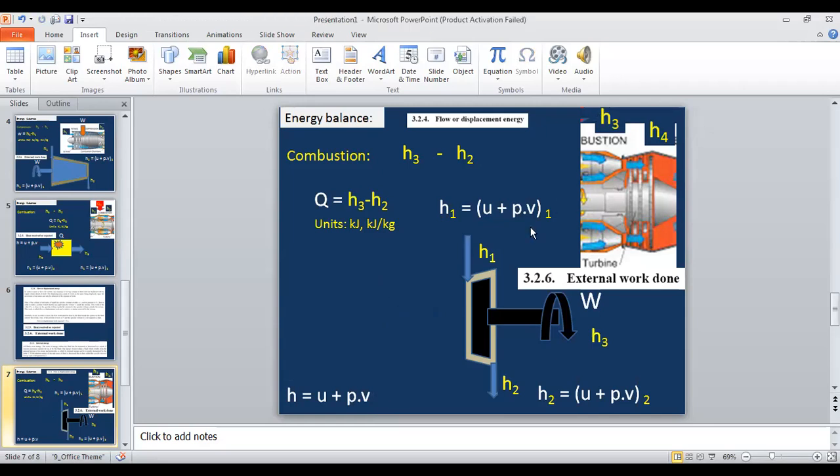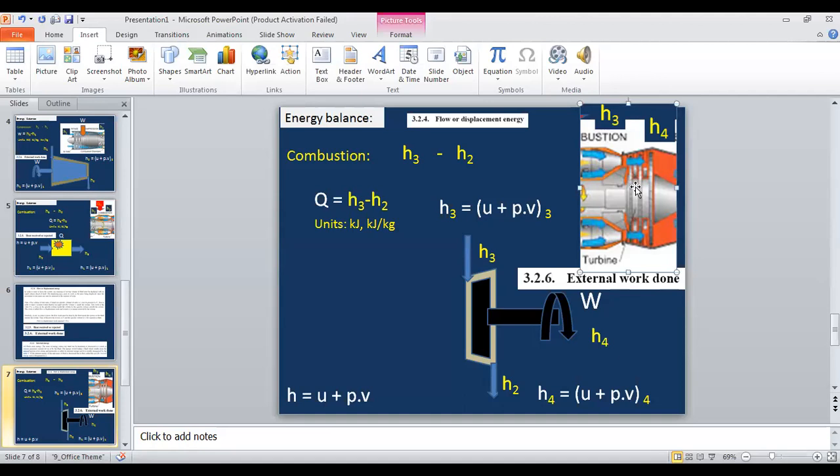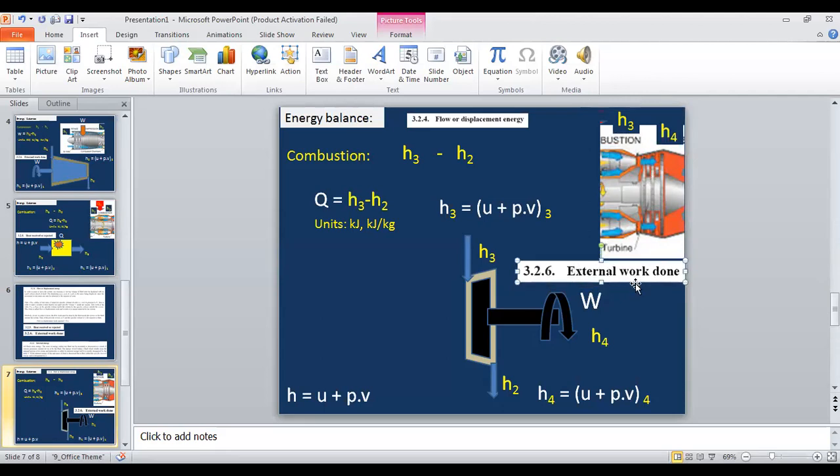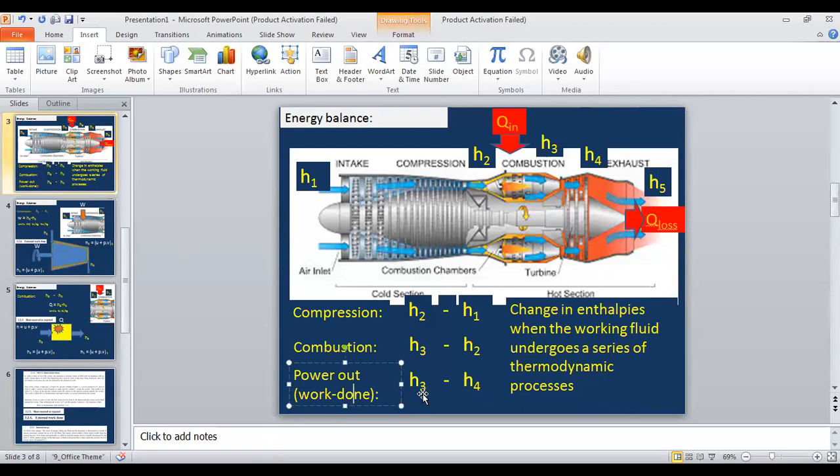Now not H1 and H2, that is H3 and H4. So sometimes I may make mistakes, but you have to remind me if there is a mistake. Right. Very nice. External work. See, from your notes. So the notes belong to you, not to me, even though I pass them to you. Very nice. Now, come to the energy balance. No more combustion. So, back here to power out.